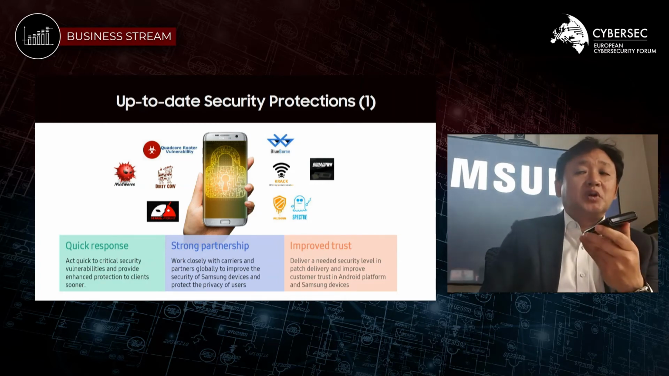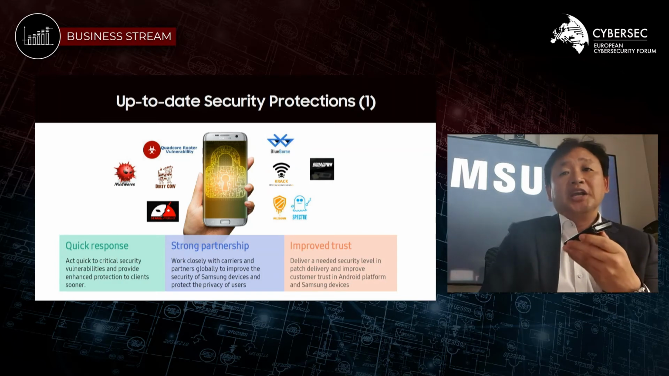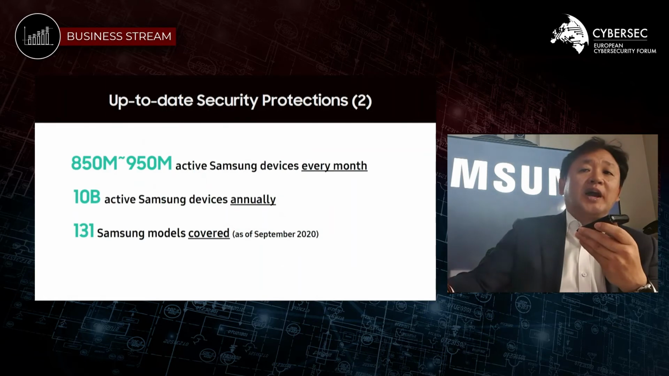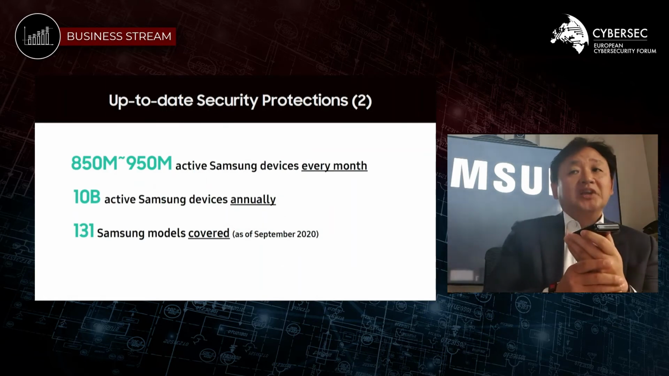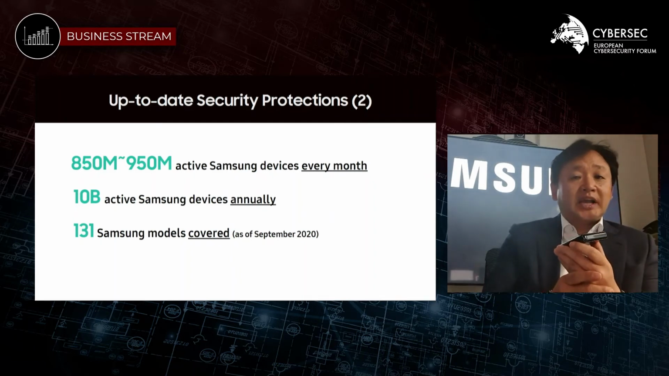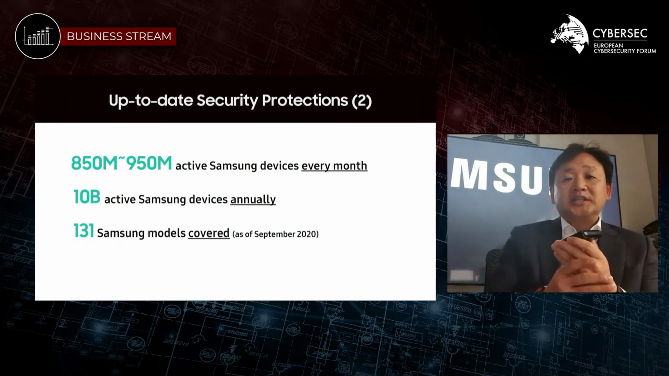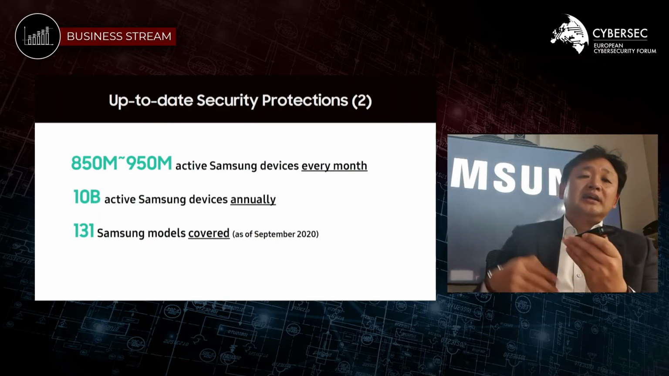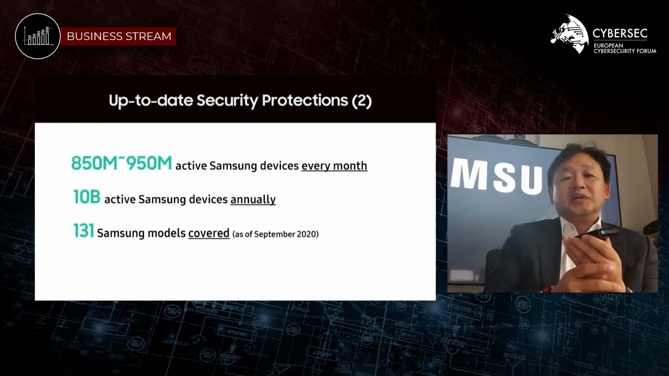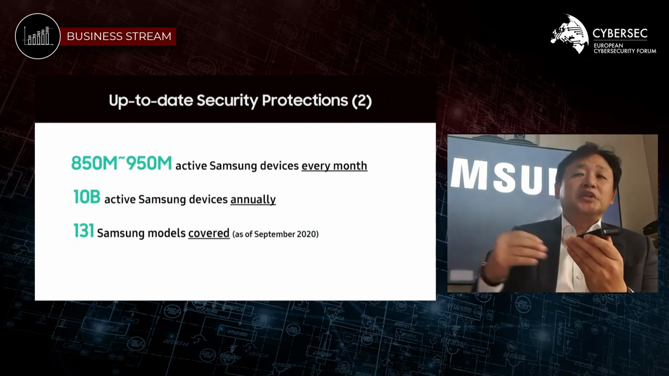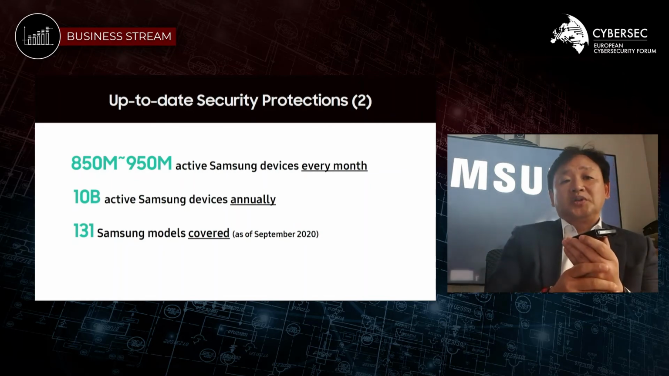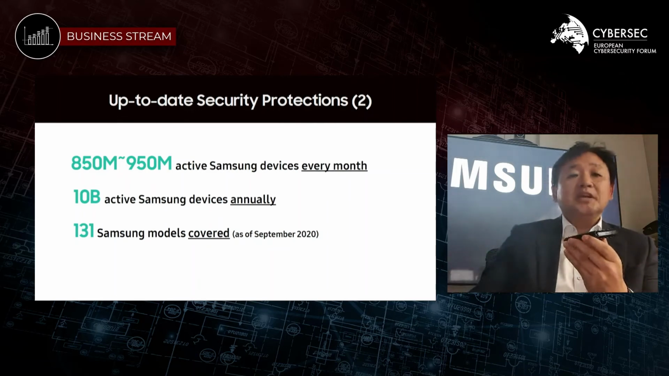So this kind of up-to-date protection has been done for many years. Next slide, please. We provide updates to more than 950 million active Samsung devices every month. In total, close to 10 billion active Samsung devices are updated annually. And it covers 131 Samsung models in one year. So as you can see, through this rigorous and continuous up-to-date protection with security updates, we are trying to make sure all of our products and devices will be secured based on our best practices. Next slide, please.